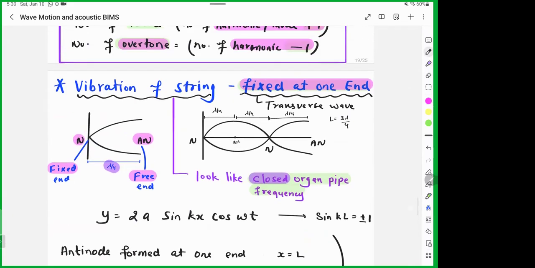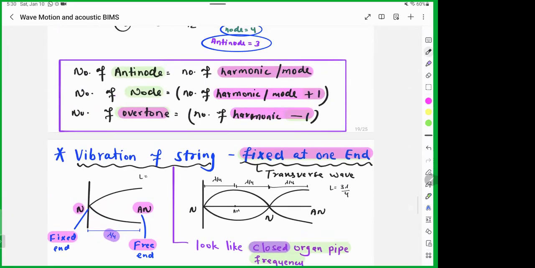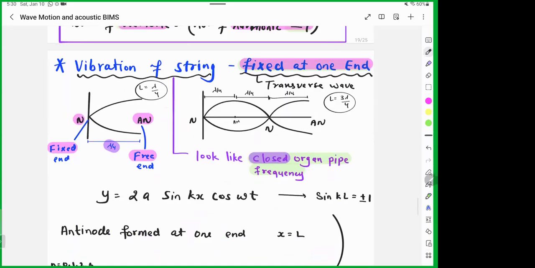Example, here the length of the pipe is lambda by 4. Here the length is 3 lambda by 4. There is no 2. Even numbers will be missing in this situation. Correct? And if you compare with your resultant value, 2a sin kx cos omega t, this was the resultant value. Here you know your y value should be maximum.